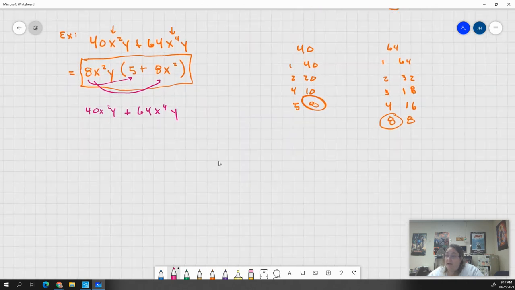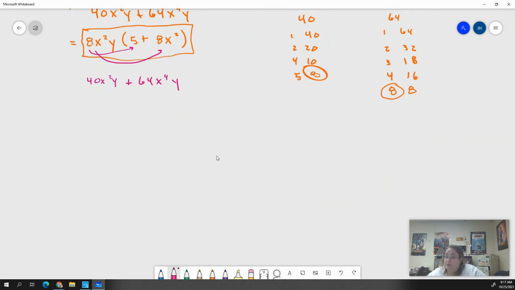What if I have, I don't want to do 3, I want to do an example. Let's use a different color so we can tell we're working on a different problem. What if I have 14m to the 6 minus 35m cubed minus 7m squared.